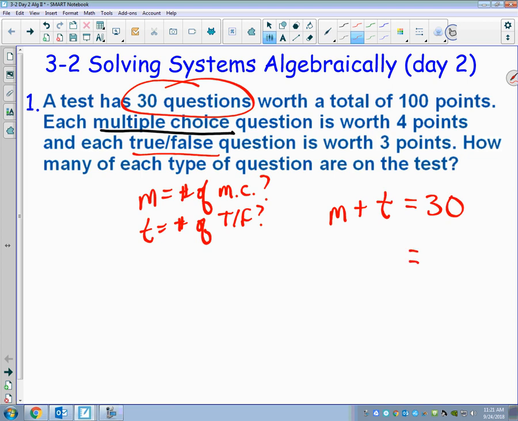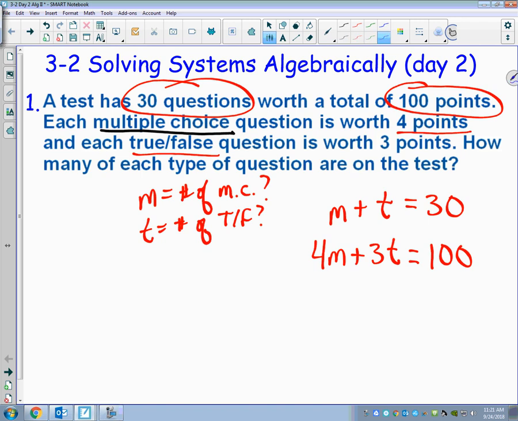And to me, it's always easier to pick out what it equals. So the other big number I know is something is a total of 100 points. So I need to write an equation that has to do with the points. So each multiple choice question is worth 4 points, so that would be 4m. And each true-false question is worth 3 points, so that would be 3t. And as soon as you have your two equations, you can then use substitution or elimination.